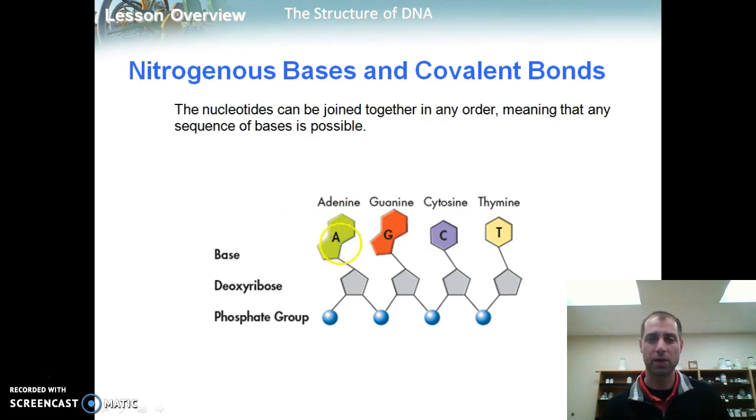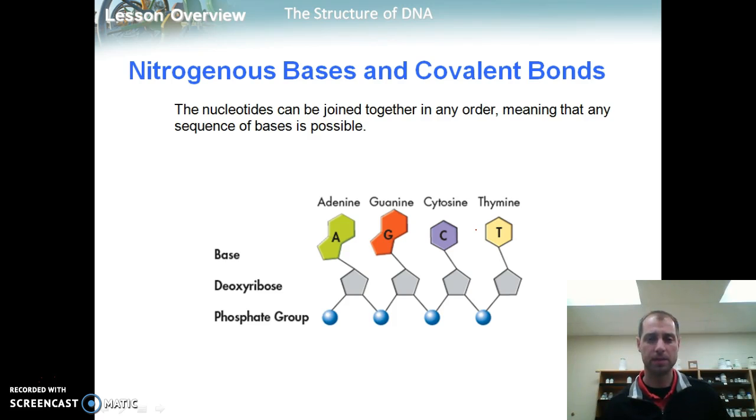Now, these can be joined together. Each nucleotide can be joined together in any order. And that order is going to be based upon the previous cell or who our mother and father were. We could have 10 adenine nucleotides all in a row, followed by 10 cytosines, followed by 2 guanines, and 3 thymines. It doesn't matter the order. The order is going to be significant when we're making proteins.